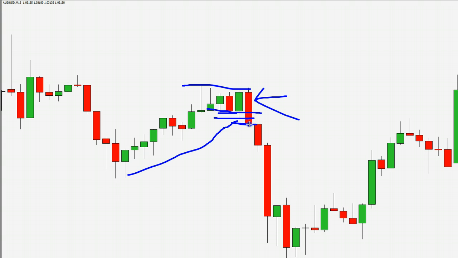So your entry, if you want to enter on the close, which I personally do like to enter on closes, I do not enter on the actual price break because I wait for the candle to close because there's too many fake outs.